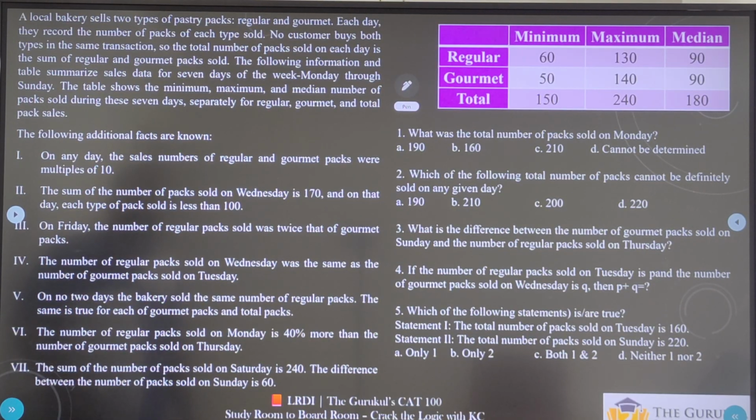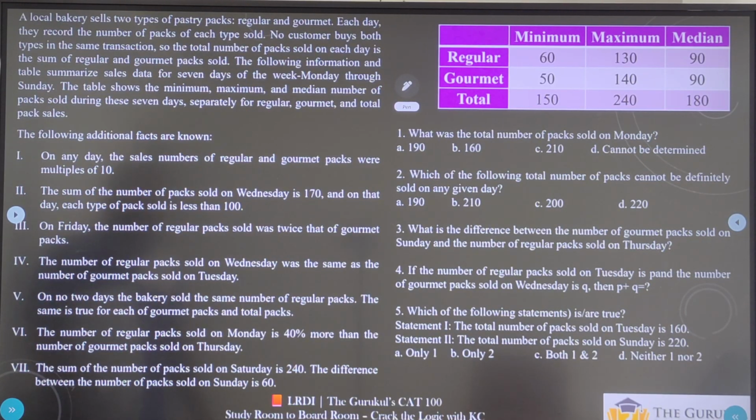A local bakery sells 2 types of pastry cakes, regular and gourmet. Each day, they record the number of packs of each type sold. No customer buys both the types in the same transaction, so the total number of packs sold on each day is the sum of the regular plus gourmet packs sold that day. The following information and table summarizes the sales data of 7 days of the week, Monday through Sunday.